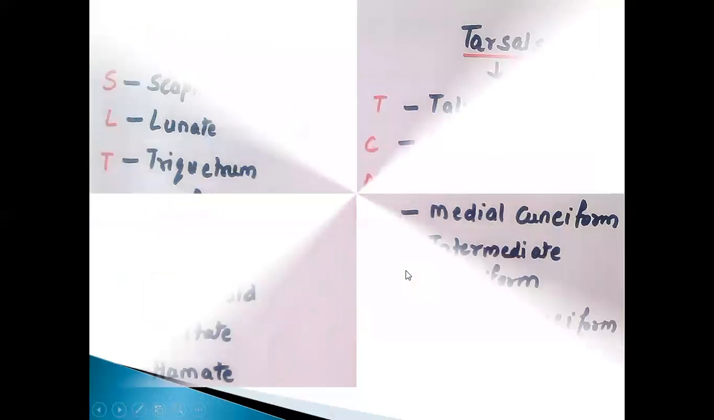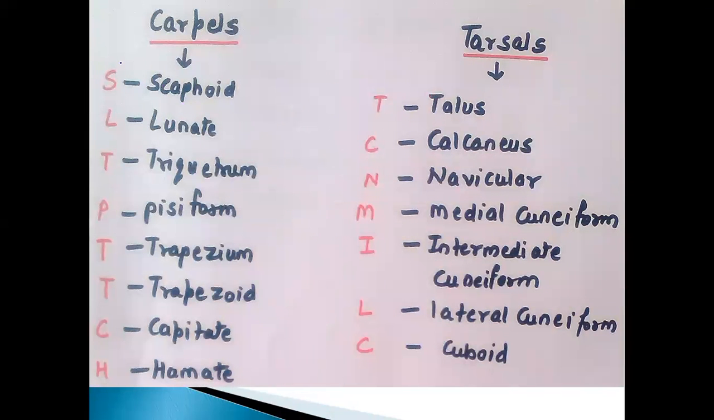Let's talk about the next one. How many carpals did we mention? So we said 8 into 2. There are 16 carpals. How many tarsals? So we said 7 into 2. That is 14.